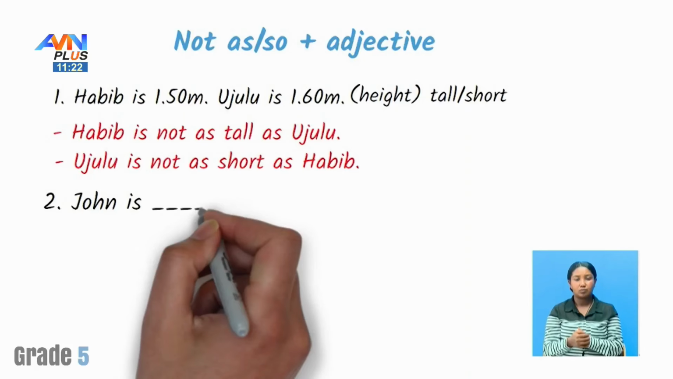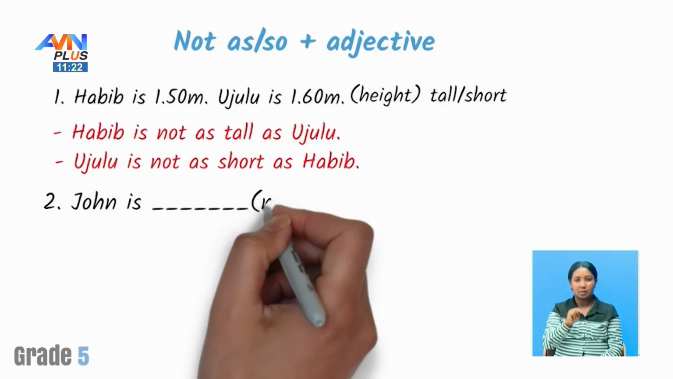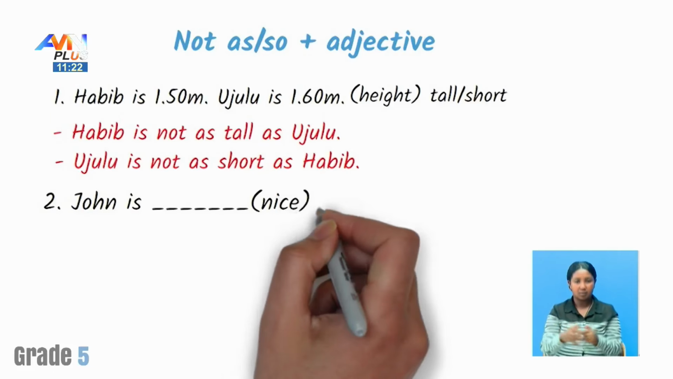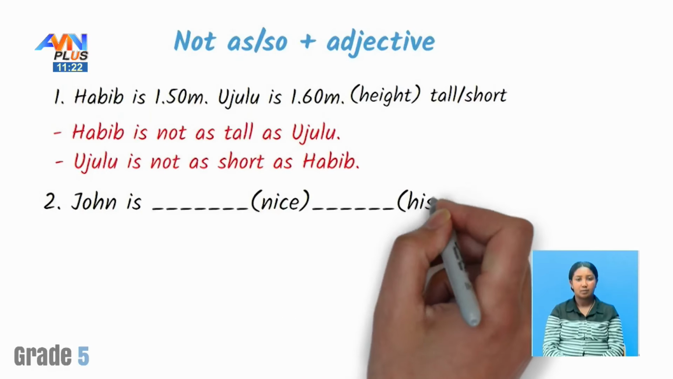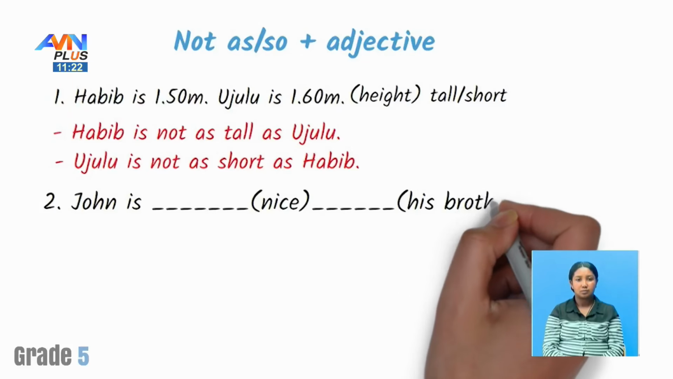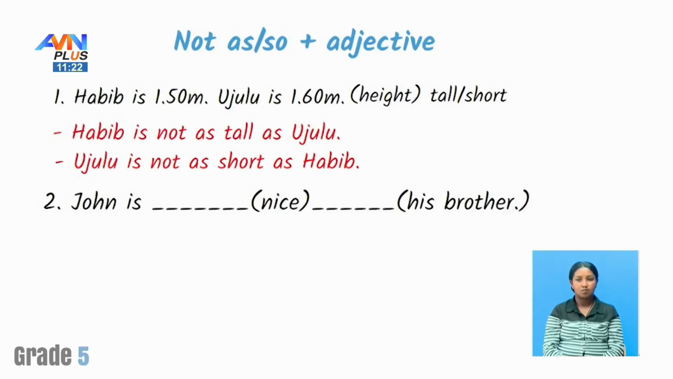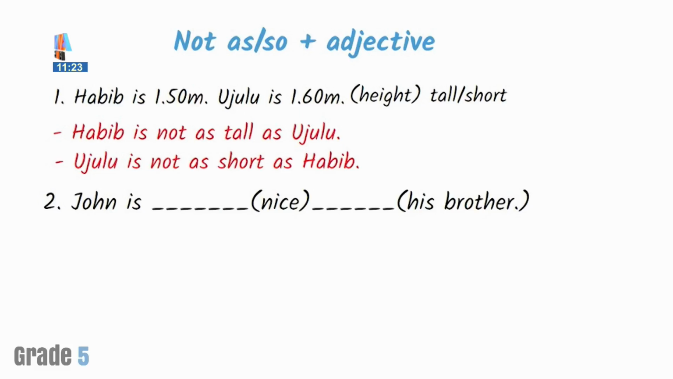John is, just in the bracket. Let me give you this one in the bracket. Nice. Blank. His brother. You can use this structure. Do it for 30 seconds.